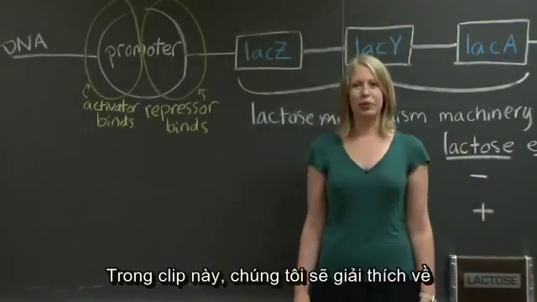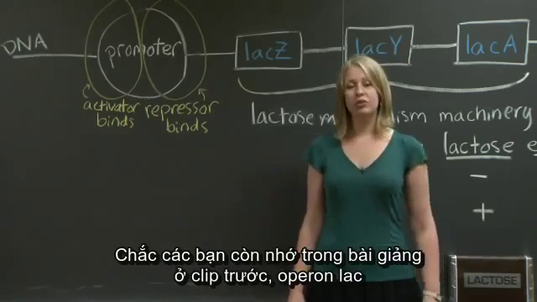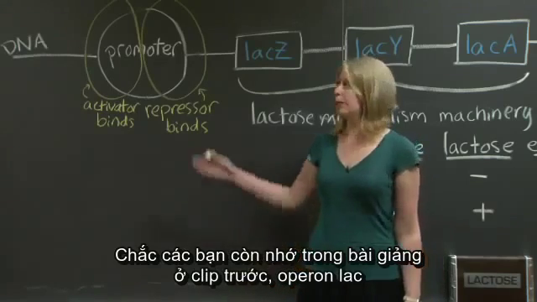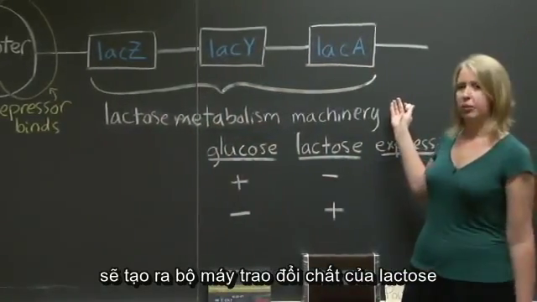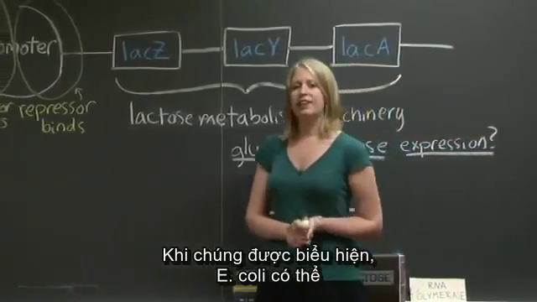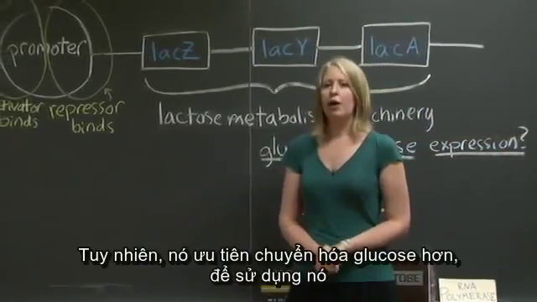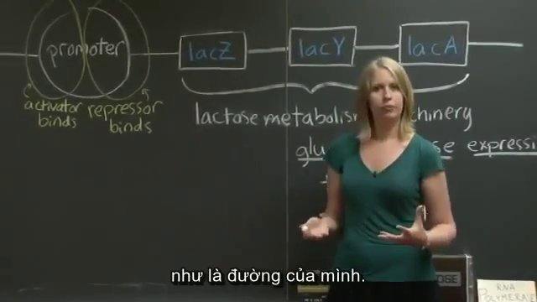Hi, in this clip we're going to demonstrate the gene regulation of the E. coli lac operon. As you remember from the lecture clips, the lac operon is a collection of genes that produces the lactose metabolism machinery when expressed. Now, when these are expressed, E. coli is able to metabolize lactose. However, it prefers to metabolize glucose to use that as its sugar.